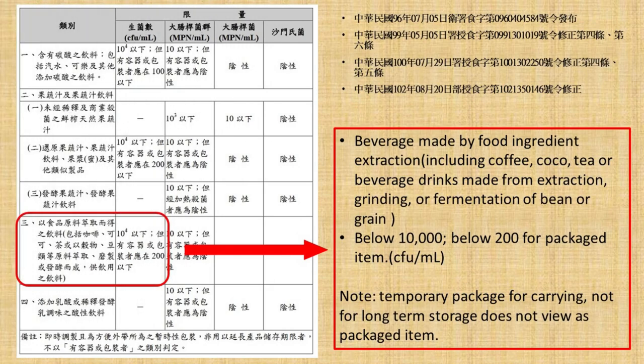The regulation I will compare with is here. For non-packaged beverages, the bacteria limit will be 10,000 CFU per milliliter, and for packaged beverages, the limit will be 200 CFU per milliliter. The unit here, CFU, basically means the bacteria number.